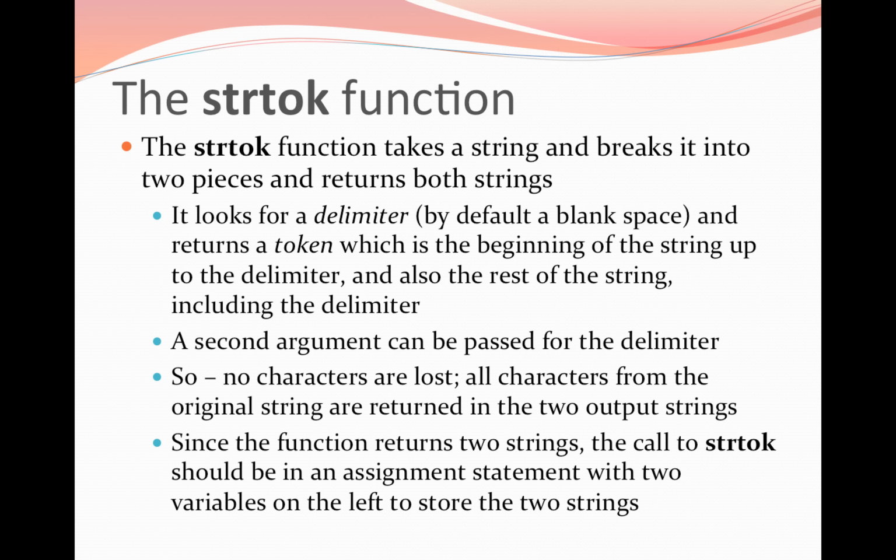The default delimiter is the blank space, but if you want to have the delimiter be something else, you can pass a second argument to the string token function, which is the delimiter. So again, no characters are lost. All of the characters from the original string are returned in the two output strings. Since the function does return two things, the call to the string token function should be in an assignment statement that has two variables on the left, in which you're going to store the two strings that the string token function returns.